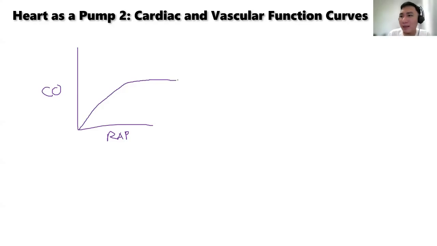Nagplato lang siya kasi syempre, meron din namang maximum force ang pwedeng ilabas ng heart. But primarily, if you have a high right atrial pressure, then you will have more preload. Frank Starling mechanism, we will have more strength, force of contraction to pump. You have more stroke volume, therefore you will have more cardiac output.